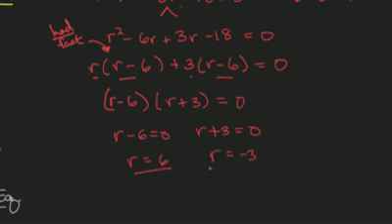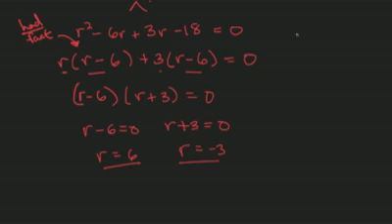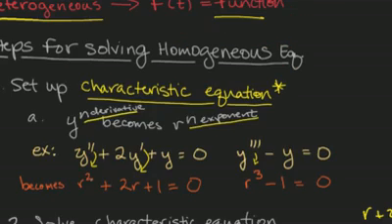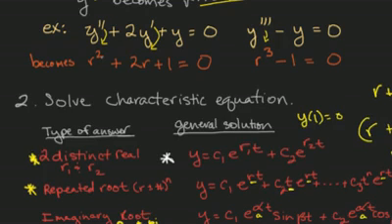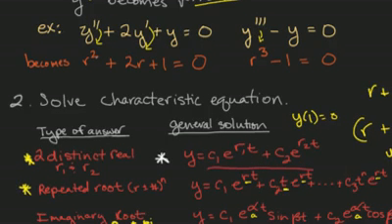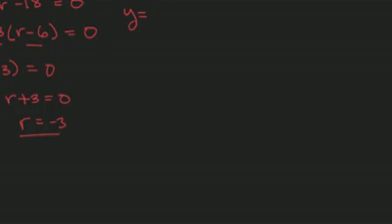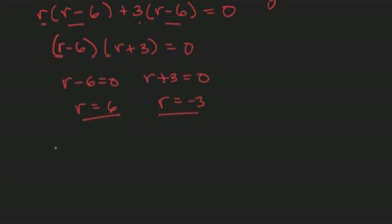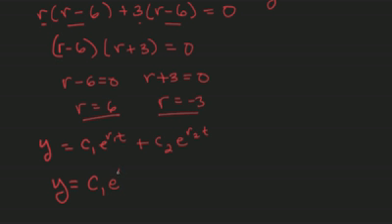So there are my two distinct real roots. So I go to the general equation for that. If you remember, it's c1 e to the r1t plus c2 e to the r2t. Okay, so if I write that down, then you can plug in your r1 and r2. So here we're going to have c1 e to the 6t. Doesn't matter which one is which.